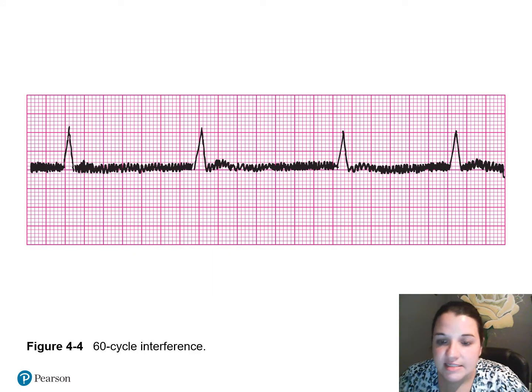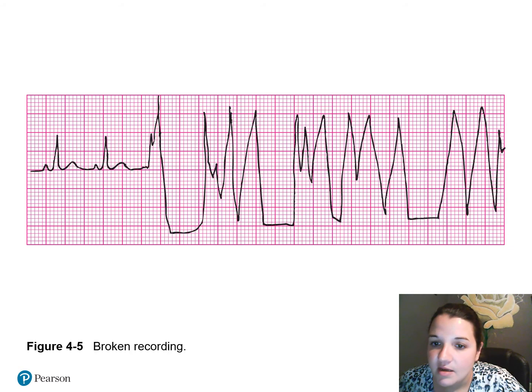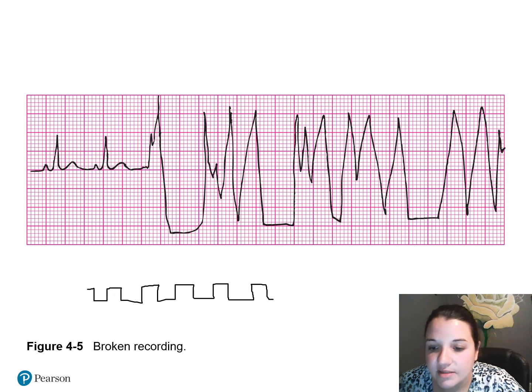Alright, here's your 60 cycle interference. You'll notice how thick and dark my baseline becomes. And here's your broken record. Now on our EKG machine, the broken record is going to look more like this. And that's because the electrode has come unattached.